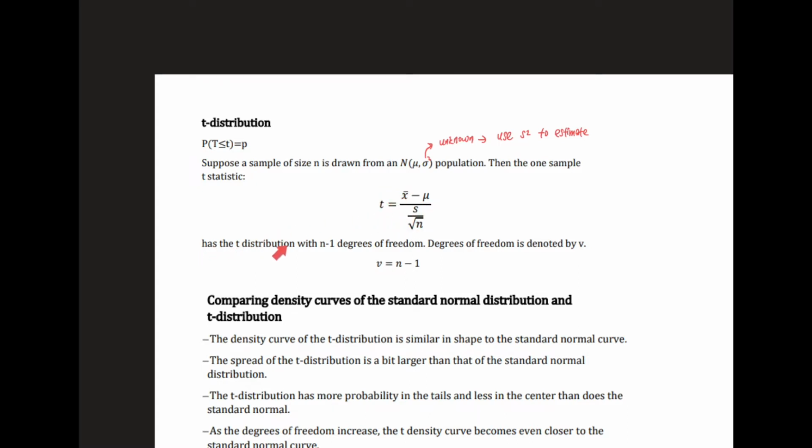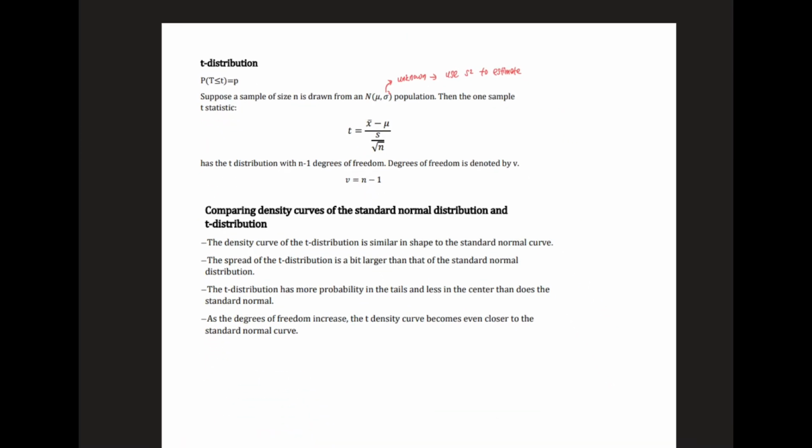It has the t distribution with n minus 1 degrees of freedom. Degree of freedom is denoted by v, so v equals n minus 1. So when you use t distribution, you have to count the test statistic, you have to count the degree of freedom. Okay, now this one we just go through quickly. Comparing density curve of the standard normal distribution and t distribution. Standard normal distribution is something like this: Z equals x bar minus mu over sigma over square root n.